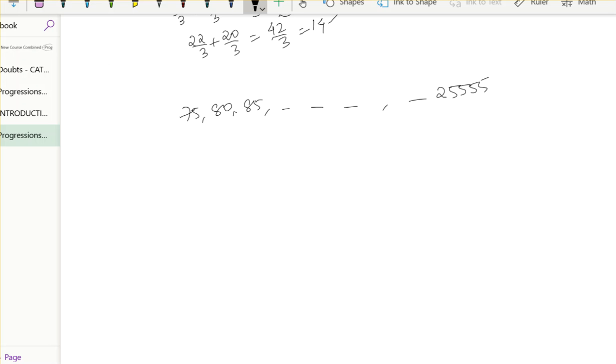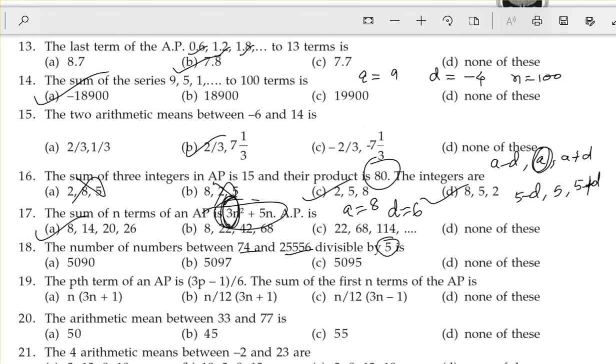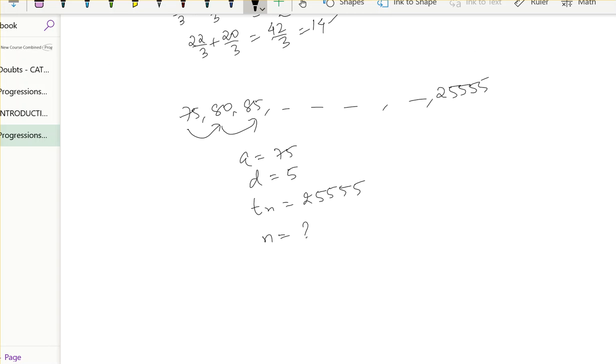25555. Because we have to take numbers divisible by 5 only, you can see it is an AP because there is a common difference of 5. A is equal to 75, D is equal to 5, Tn is equal to 25555. You have to find n is equal to what, because it is asking for the same. How many numbers are there divisible by 5 between? That means how many numbers are these?